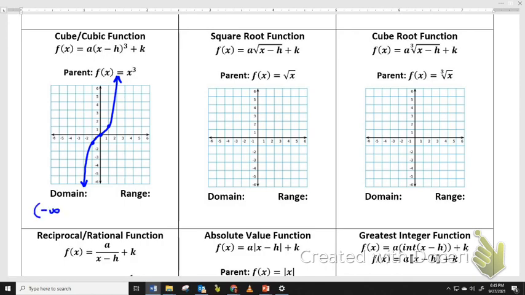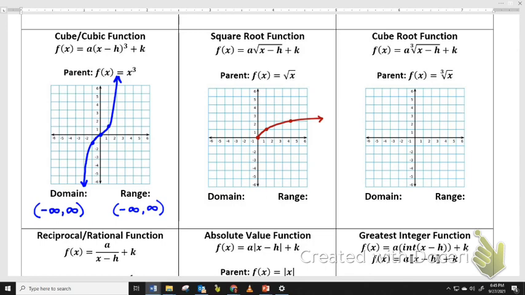So my domain is -infinity to +infinity. And my range is going to be the same. It is all real numbers. My ends are pointing in opposite directions. Right, square root functions. My parent, f of x, equals the square root of x. So I can only have positive x values, and I take the square roots of those in order to get my points. So 0, 0, 1, 1, 4, 2.